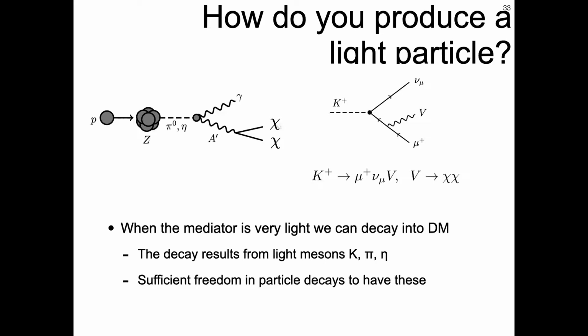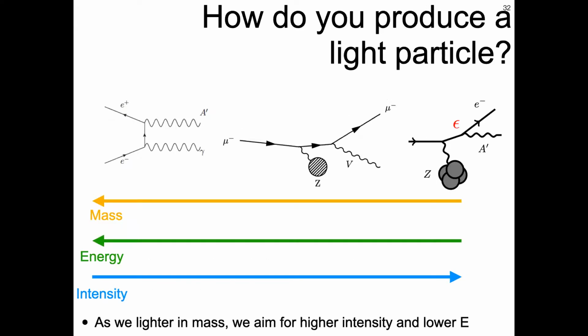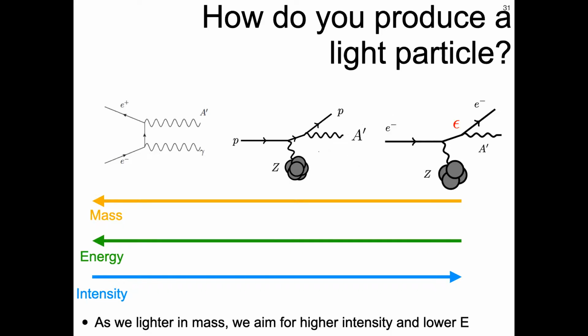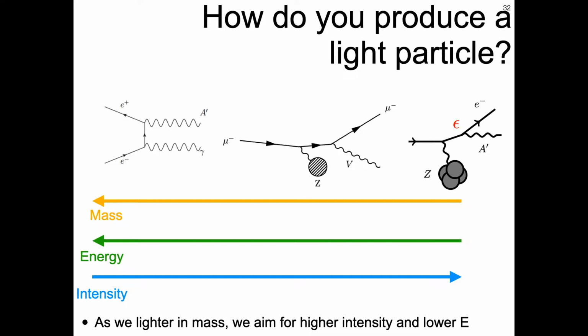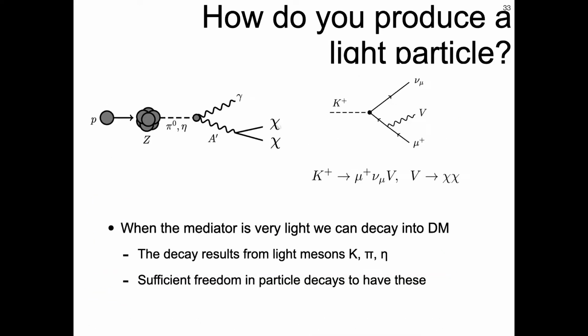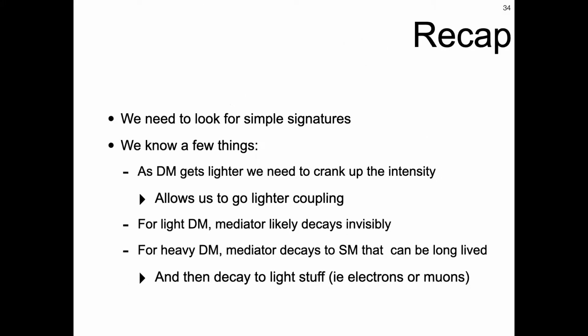So this gives us a lot of different ways to look for dark photons or light dark matter in general. You can fire protons on targets and make pions, eta particles or kaons, or you can fire an electron on a target or a muon on a target. You can do electron positron annihilation. So this gives us a lot of different experiments. And now I want to go through the various experiments and talk about how we do this.